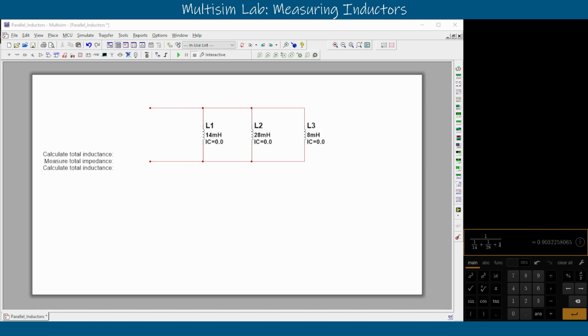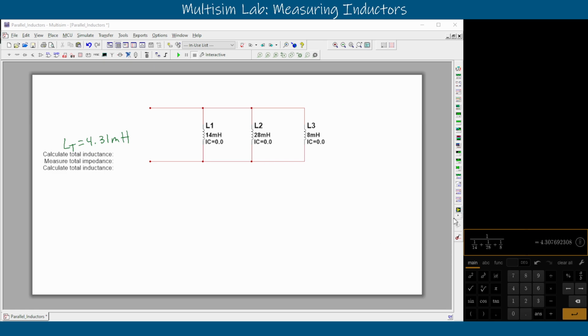And plus 1 over 8. And that gives us our millihenry output. So we'll write that down as our LT, our total inductance. So LT is equal to 4.31 millihenries. Okay, so now we can measure our total impedance in the circuit.